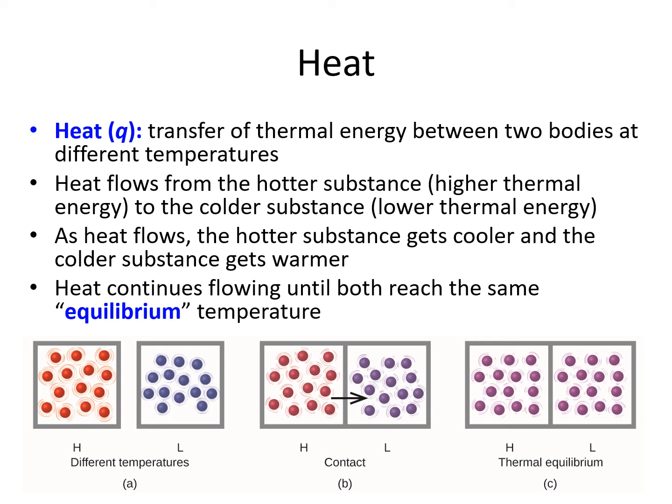The higher thermal energy substance is the one with the red that has lots of lines around it, and it's designated H for hot. Then there's the blue lower temperature substance that has lower thermal energy. Heat is flowing from the hot to the cold, and as it does that, the hot substance gets cooler and the cool substance gets warmer. Heat continues to flow until they both reach the same temperature as each other, which we call the equilibrium temperature. At equilibrium, heat can still flow between the two substances, but it's going to flow back and forth at the same rate. Therefore, there is no net change in heat once it reaches the equilibrium temperature.